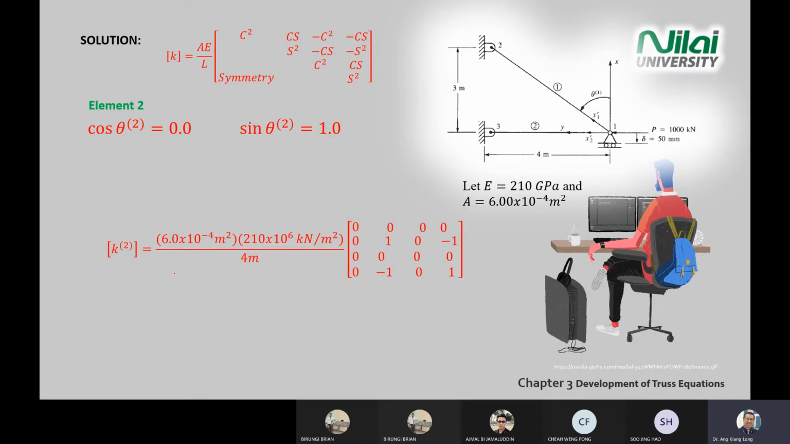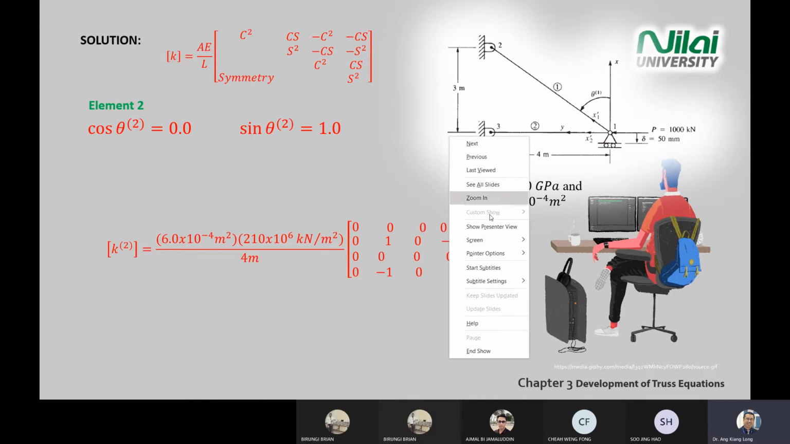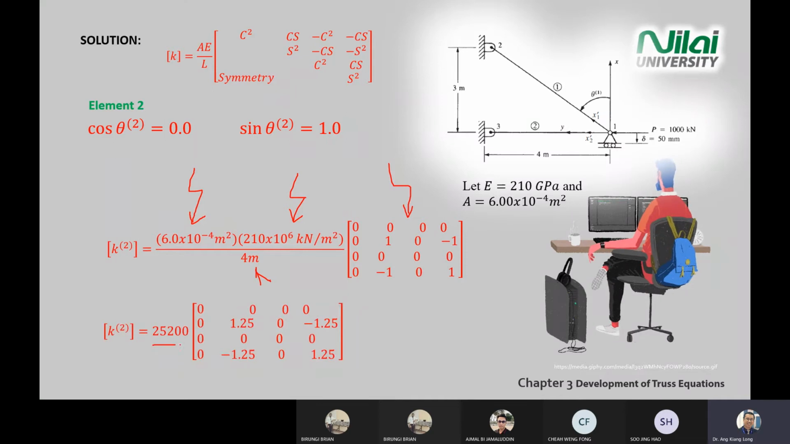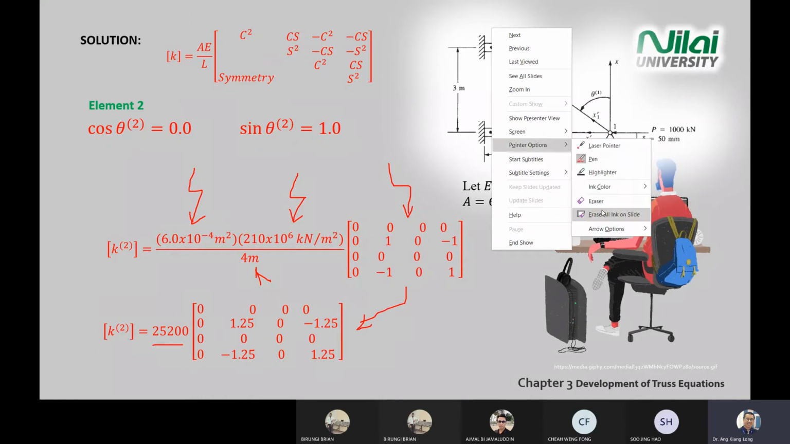So you need to show your calculation. Don't go and straight away use the calculator. You need to show what is your A value, what is your E value, what is your L value, and what are the numbers in your matrix here. Then you calculate the constant value here. So as you can see, I did some transformation from here to here. I hope you can see the differences.